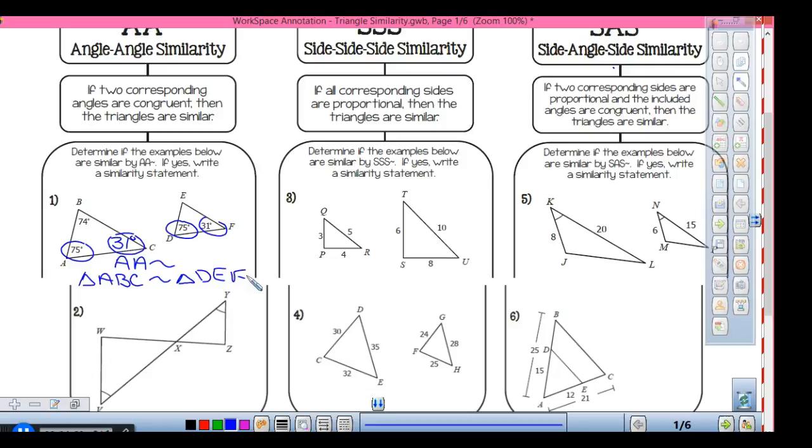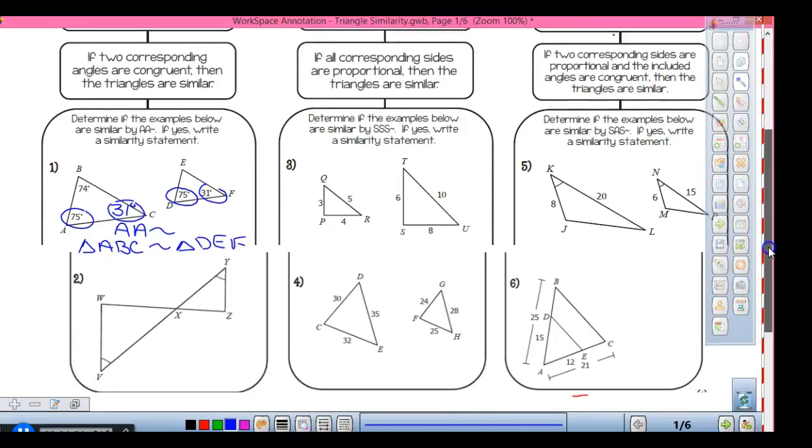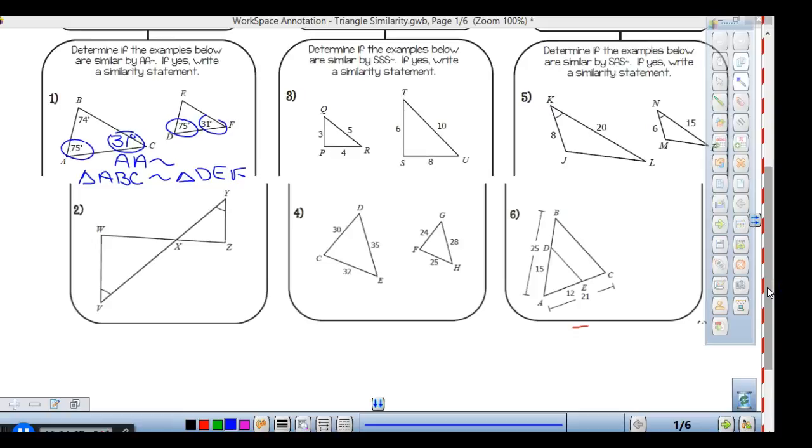Okay, if you look at number 2, it tells us one angle is similar, right? Do I have another angle? I don't. What angle do I have? I have vertical angles, correct? Because vertical angles, no matter what, are going to be congruent. So do I have 2 angles that are congruent? Yep. So I have angle-angle similarity.